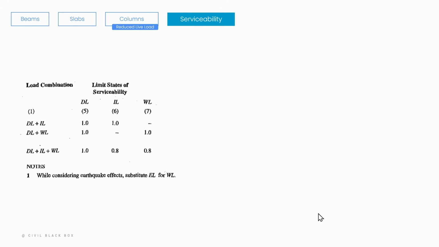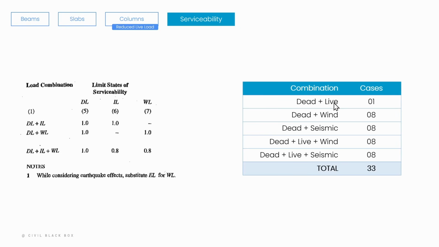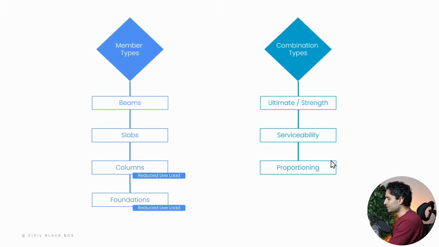So when it comes to serviceability, we have these many criteria. For the dead and live, we have 1 case. Dead plus wind, we have 8 cases. Dead plus seismic 8. Dead live and wind 8. Dead live and seismic 8. So at least we should be getting 33 cases, considering the fact that we have taken 4 directions for wind and 4 directions for seismic. If you have taken more than that, you'll obviously get more combinations than this. So this is all about the serviceability criteria.